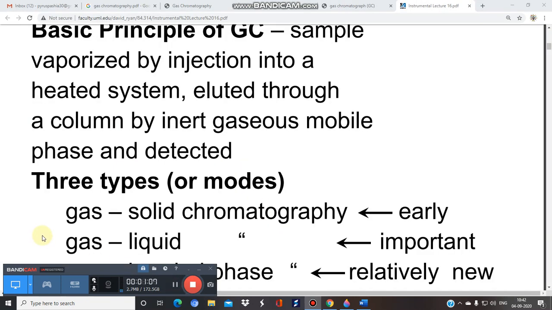First, let's see the types. In your syllabus, you have to focus upon two types, that is GSC and GLC. It's very simple. As the name indicates, GSC stands for gas solid chromatography, whereas the modernized technique, gas liquid chromatography, is frequently being used nowadays.